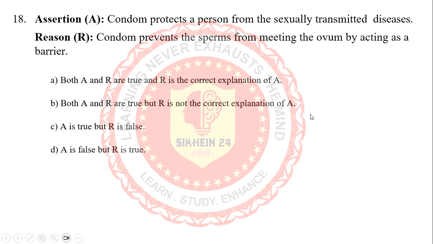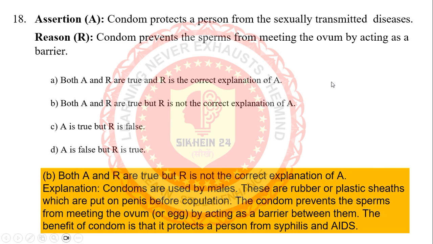Next, 18. Assertion: condom protects a person from sexually transmitted diseases. Reason: condom prevents the sperms from meeting the ovum by acting as a barrier. Let's see the answer. B is the correct option for that. A and R are true, but R is not the correct explanation of A. Let's see.